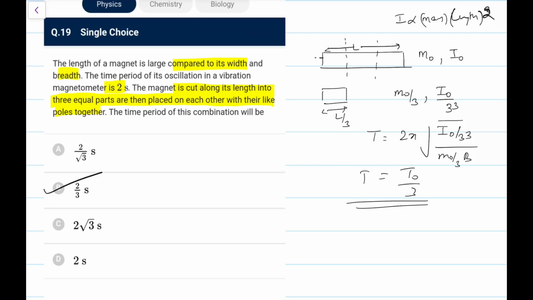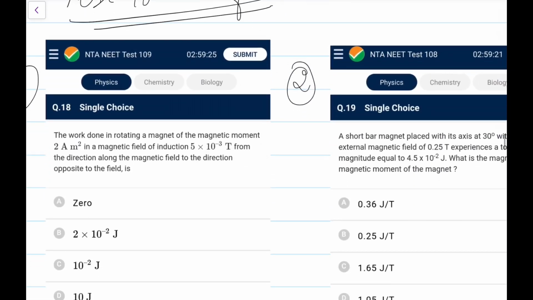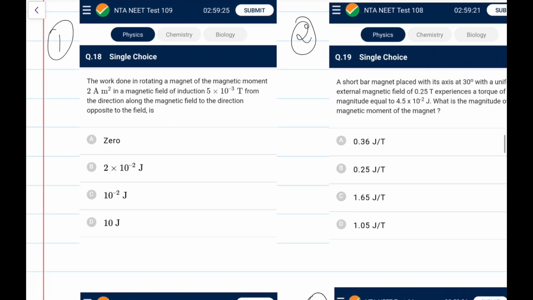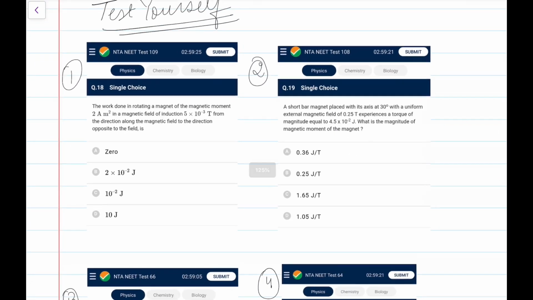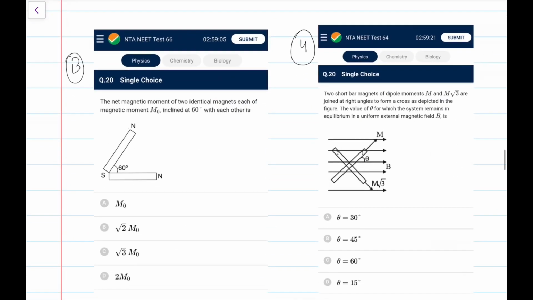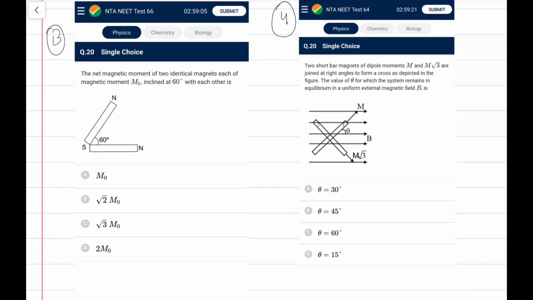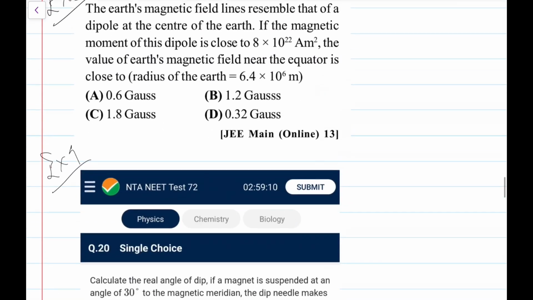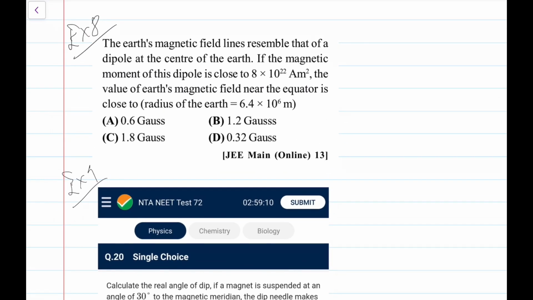If you are not familiar or if you are feeling slightly difficult, do these questions again, because these questions have come in the examination, so you can't ignore. Now these are some test yourself questions. Take a screenshot of these first two questions for now, and try to do them. Now the next one is related to the Earth's magnetic field.